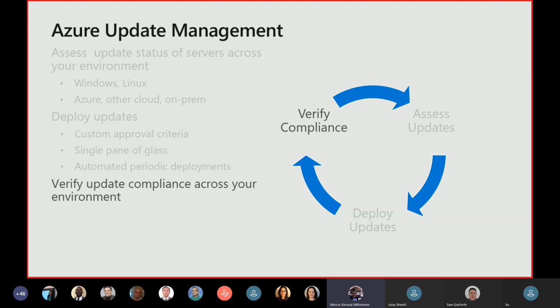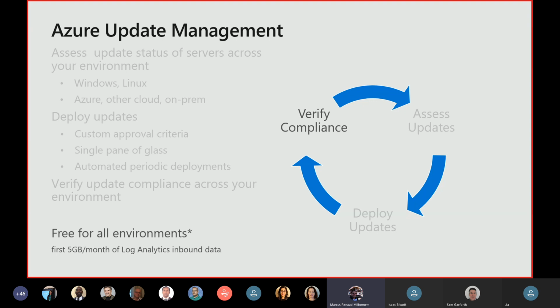So you don't have to worry about how much processing power you're using, how much disk you are using, how much network bandwidth you're going to use. Everything is taken care of for you, right? And the best thing of all is you can use it for free for the first 5 GB per month. So the first five gigabytes per month of those update assessments that come in, and you crunch it and you deploy and everything, they are free, right?